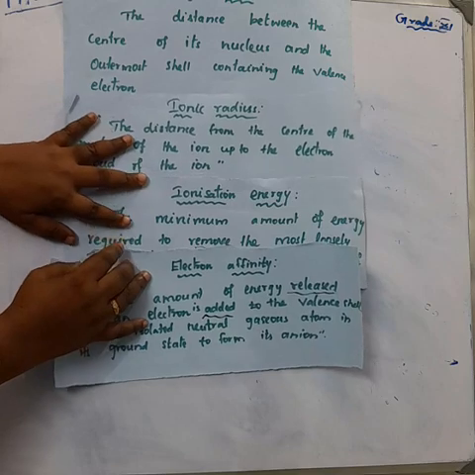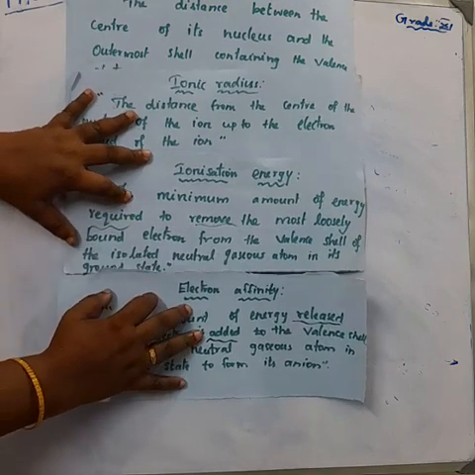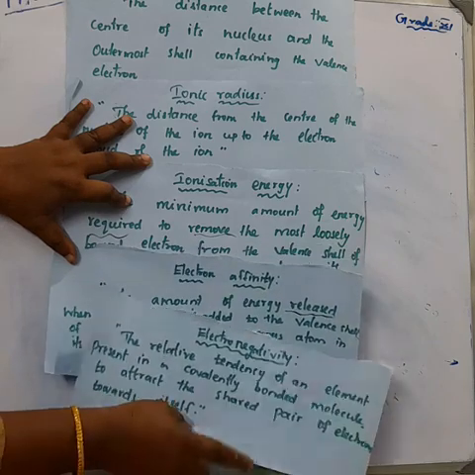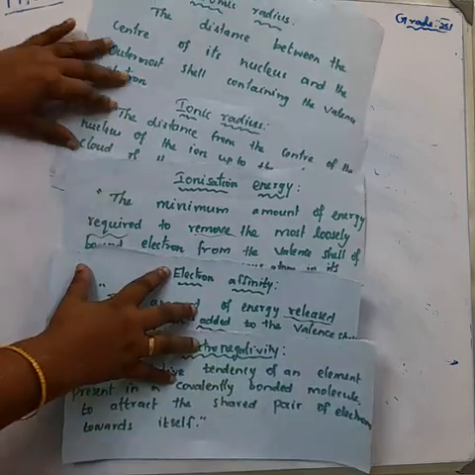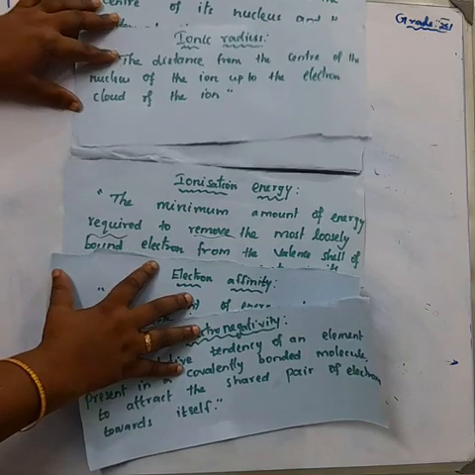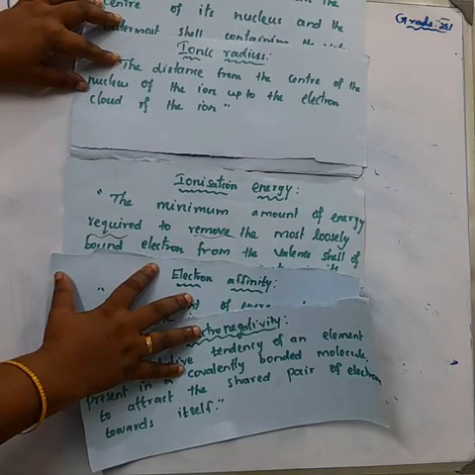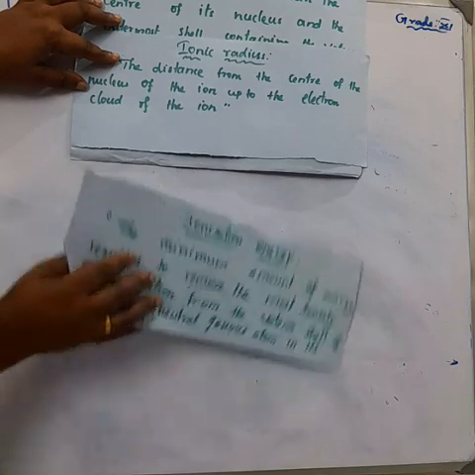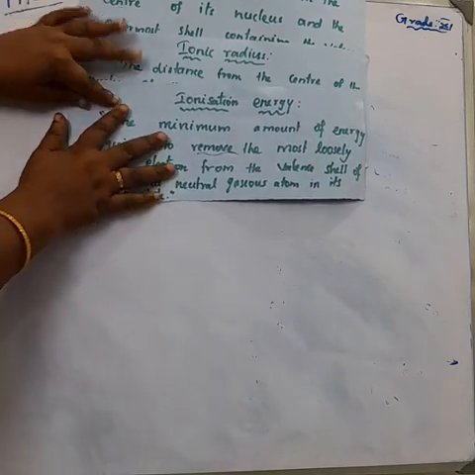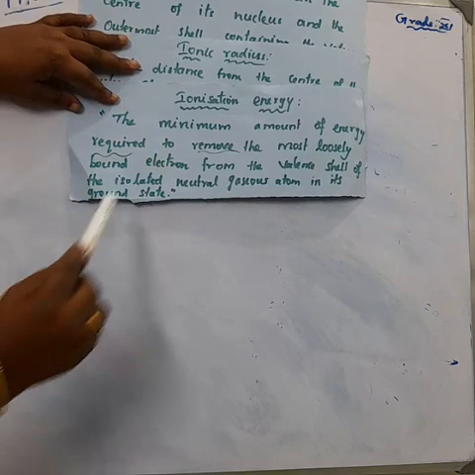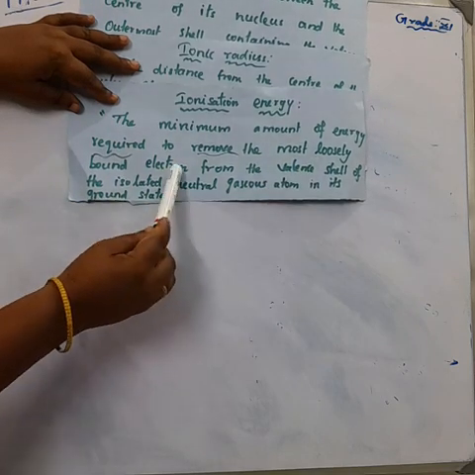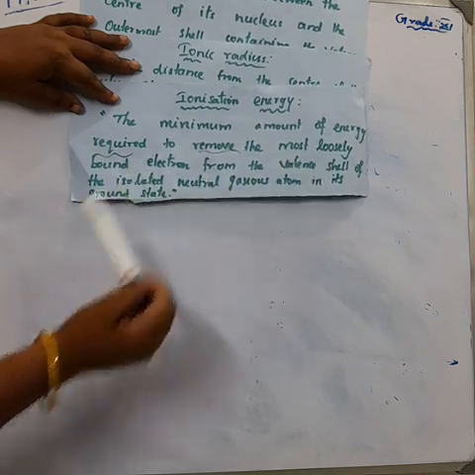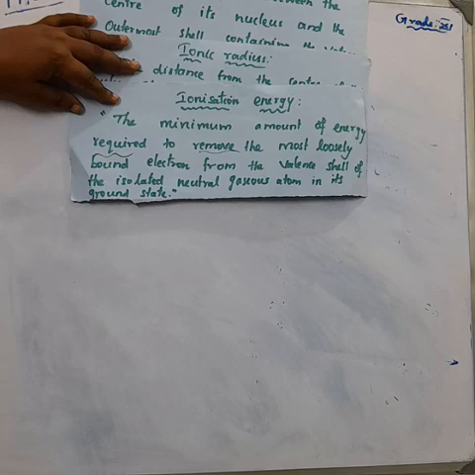Understood? And then what do you mean by ionic radius? It is defined as the distance between the center of the nucleus of the ion up to which it exerts its influence on the electron cloud of the ion. Okay, and then ionization energy is defined as the minimum amount of energy required to remove the most loosely bound electron from the valence shell of the isolated neutral gaseous atom in its ground state. That is about the ionization energy.